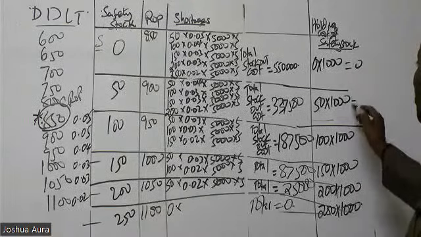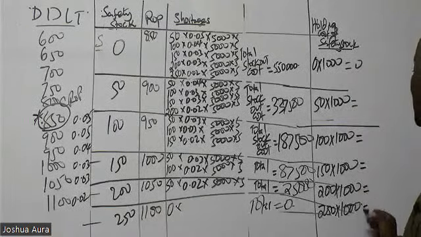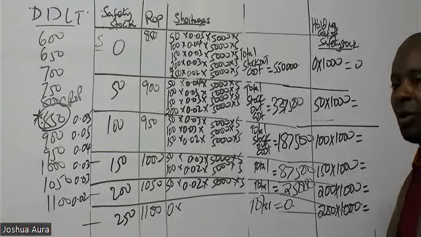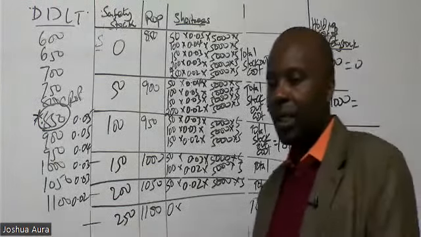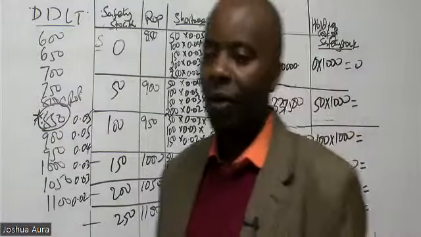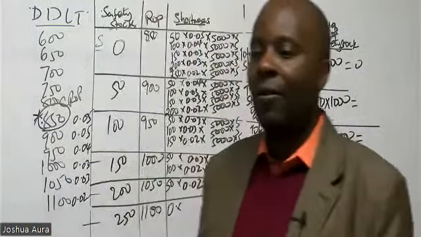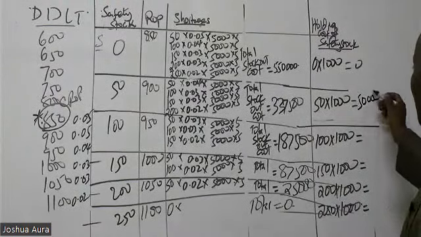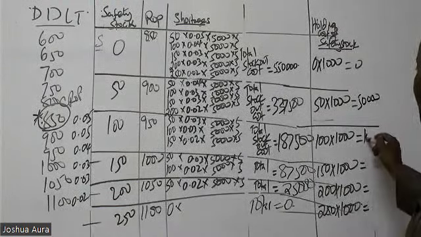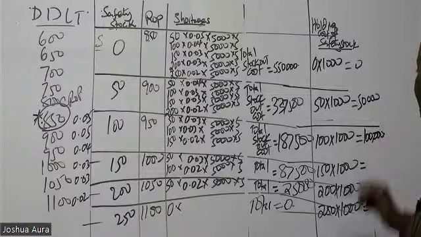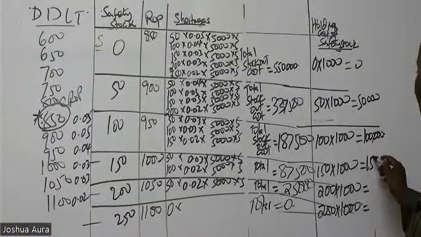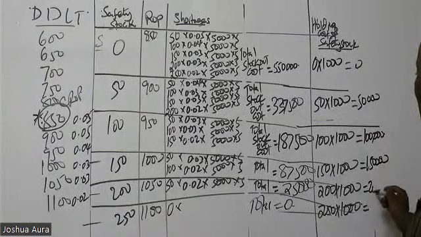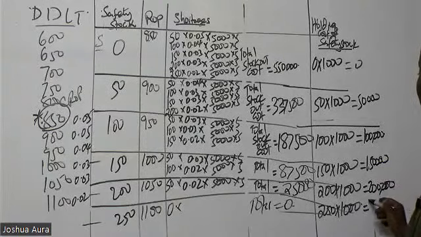So the first one is 0. The second one will be what here? 50,000. The second one is 50,000 here. How about the third one? 100,000. 100,000, 150,000, 200,000, then we have 250,000 like that.